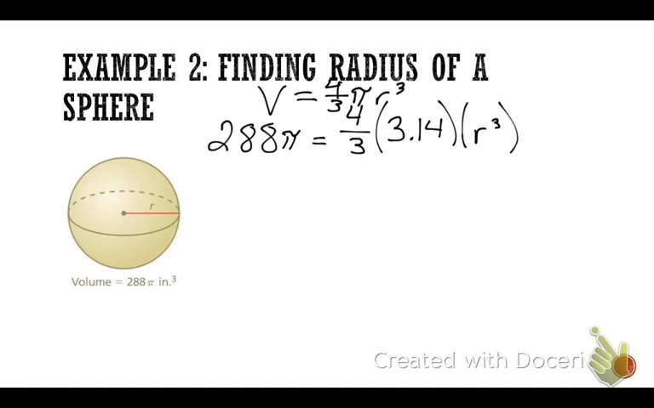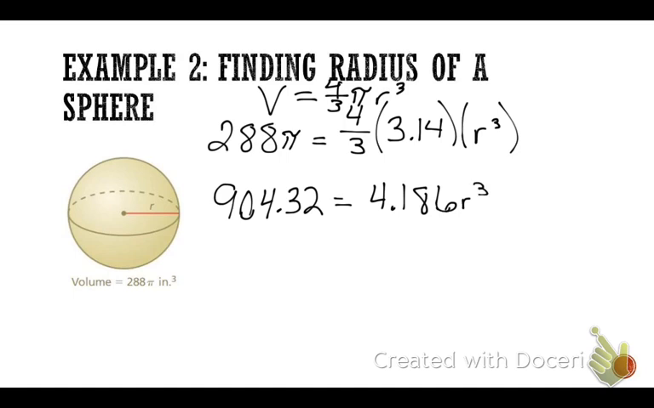Okay, what's 288 times pi? 904. Okay, 904.32 equals 4/3 times 3.14. Well, 4 times 3.14 divided by 3 is 4.186. Now, the 6 is repeating in your calculator. You don't have to worry about that. We're not trying to convert repeating decimals. Okay, we're going to be close enough. I mean, the 6 is in the thousands place. We're going to be close enough, okay?